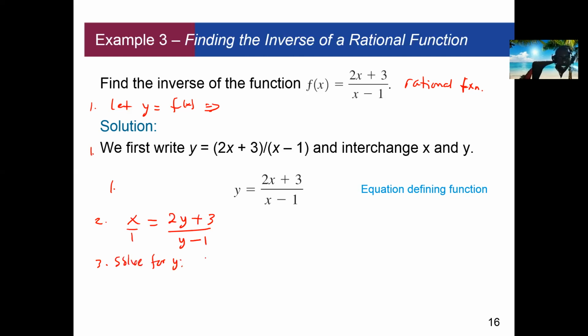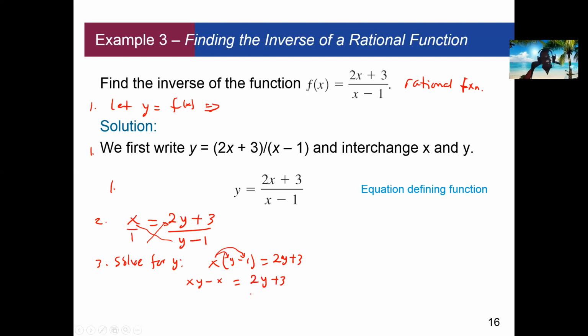Solve for y. That means we cross multiply. You have x times (y minus 1) equal to 2y plus 3. Then you get xy minus x, that is this times that, equal to 2y plus 3.